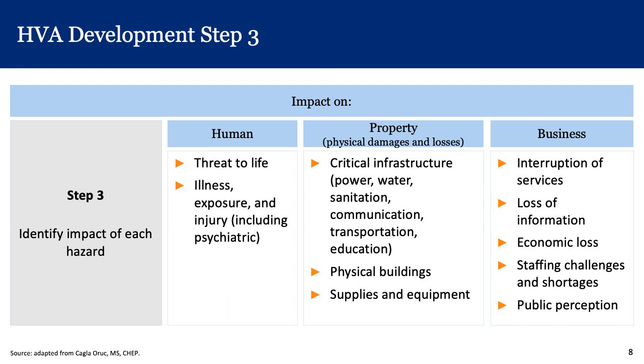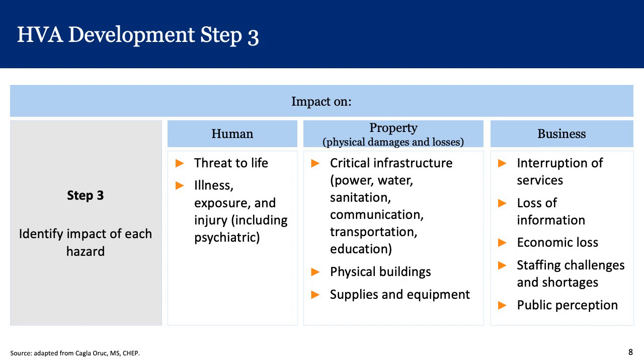Now let's discuss the third step of hazard vulnerability assessment, which is identifying the impact of each hazard. And to unpack this step, we need to think about 3 different categories of impacts. Generally speaking, at the top of this slide, you'll see impact on human lives, so threat to lives, illness, exposure, and injury, including mental health impacts. We cannot forget or ignore the psychosocial impacts of hazards. It's not just the physical impacts, it's also the psychosocial impacts that we must address. Next, we have to think about the impact on property, physical damage and losses. This can include critical infrastructure, physical plants, and supplies and equipment.